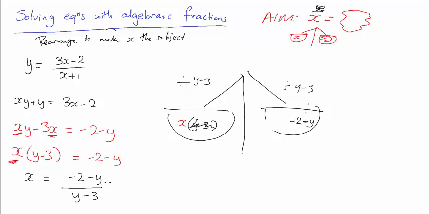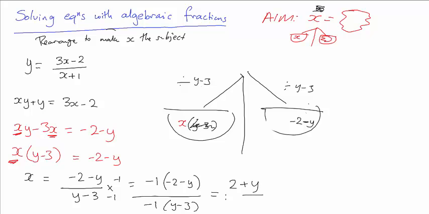That's correct. But the way you do that is, again, you times top and bottom by minus 1. You can almost imagine that: minus 1 times minus 2 minus y, over minus 1 times y minus 3. Hopefully you can see minus 1 times minus 2 is plus 2. Minus 1 times minus y is plus y. Minus 1 times y is minus y, and minus 1 times minus 3 is plus 3. You get that. Okay, just finally finish this off.